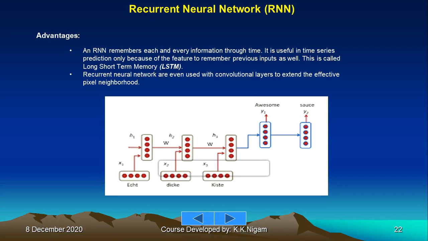Then the advantages: an RNN remembers each and every piece of information through time. It is useful in time series prediction because of the feature to remember previous inputs as well. This is called long short-term memory, because it remembers the previous inputs. Recurrent neural networks are even used with conventional convolutional layers to extend the effective pixel neighborhood.